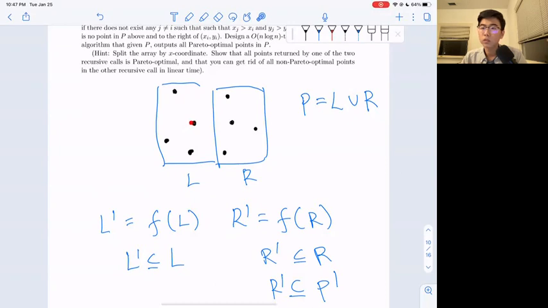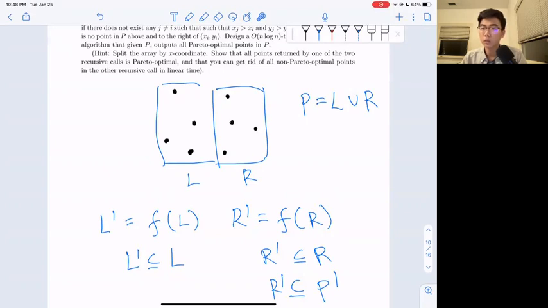Let's first consider the fact that for any point in L that's Pareto optimal, you can always guarantee that there's a point to the right of it simply because there is a right subset. And so in order for it to be Pareto optimal, you must guarantee that there are no points that are both above and to the right of it. And the fact that it is in L prime tells you that there are no points in L that are to the right and on top of it. And so your concern is with points in R that are on top of it.